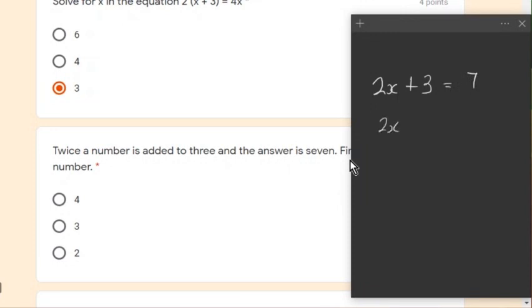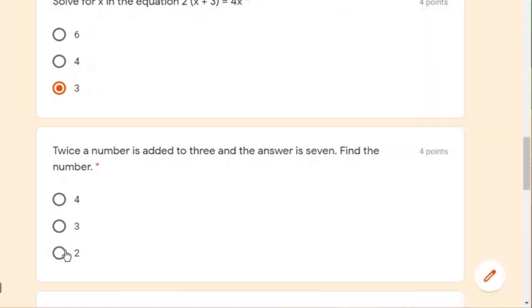So we have 2x is equal to 7 minus 3. 2x is equal to 4. Divide both sides by 2. I'll get x to be equal to 2. So the correct answer is 2.